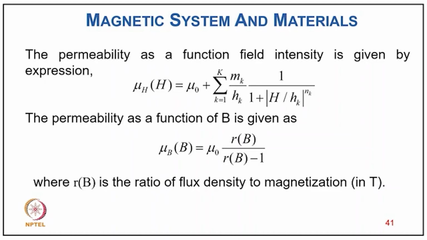The permeability as a function of field intensity is given by the expression mu(H) equal to mu 0, times the summation from k equal to 1 to K of Mk upon Hk, into 1 upon (1 plus H upon Hk) to the power Nk.